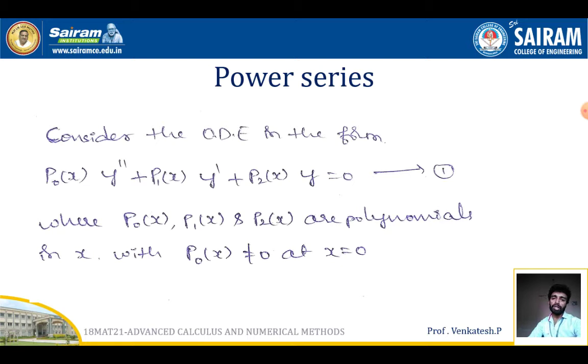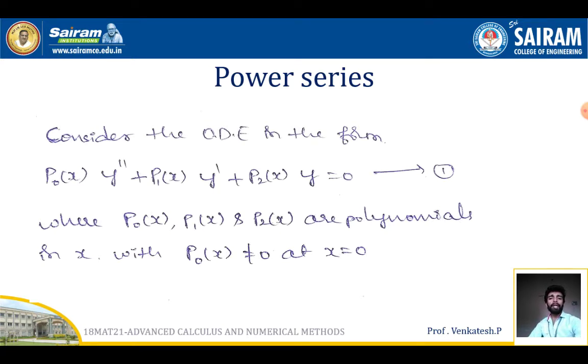for a differential equation. So consider the ordinary differential equation in the form P naught of x y double dash plus P1 of x y dash plus P2 of x into y is equal to 0. I am taking a second order ordinary differential equation here. I am going to call it equation number 1, where P0 of x, P1 of x and P2 of x are the polynomials in x. That is, all these P0, P1 and P2 are functions of x.